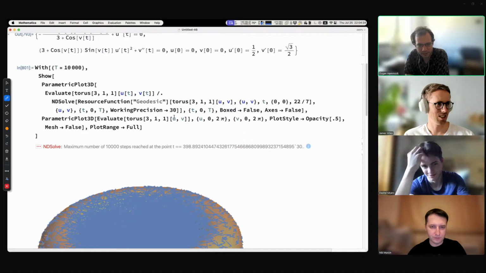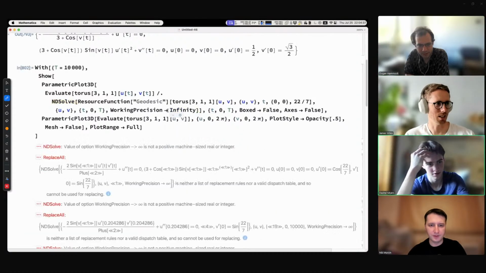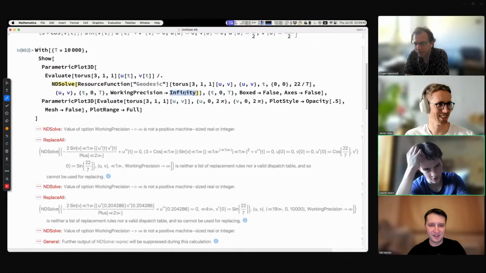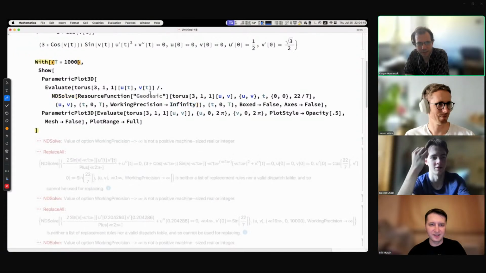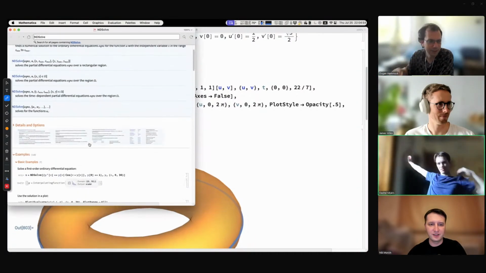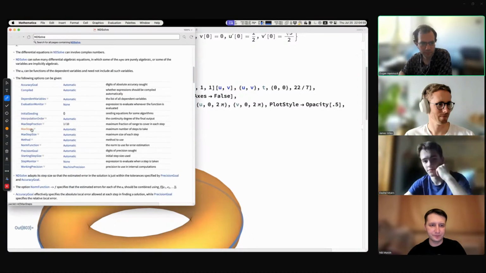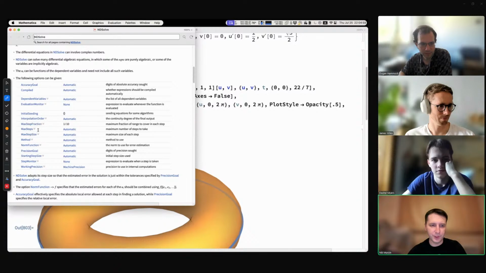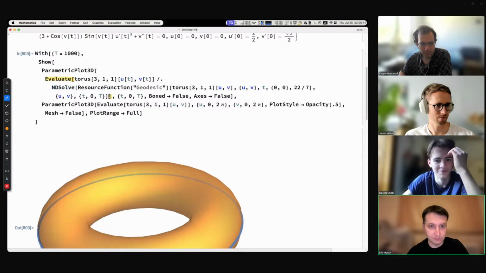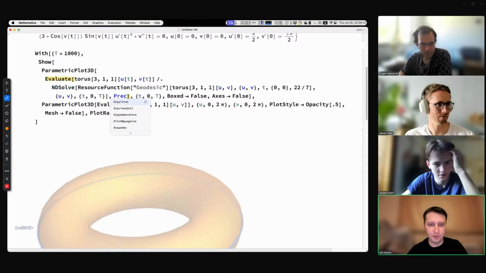A comment in the chat says that you love it when a plan comes together. T equals 10,000 is... I think bring that down to like 100 or 10 or something. You don't run it for so long. Oh yeah. Also, it works going past one length at a time. I mean, there's some NDSolve precision goal you can play around with. Yeah, well, does it even help?